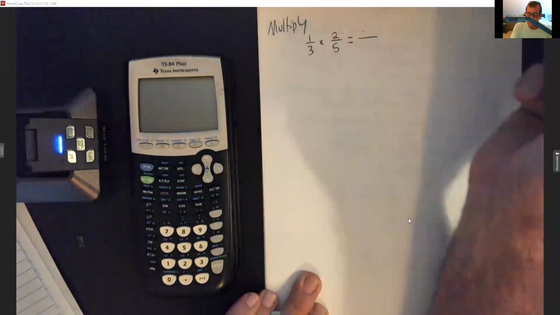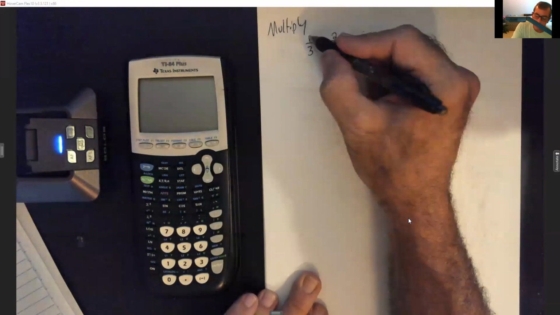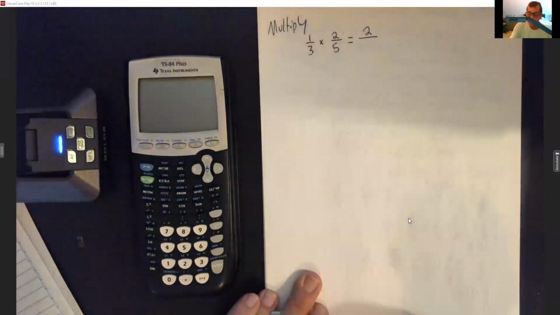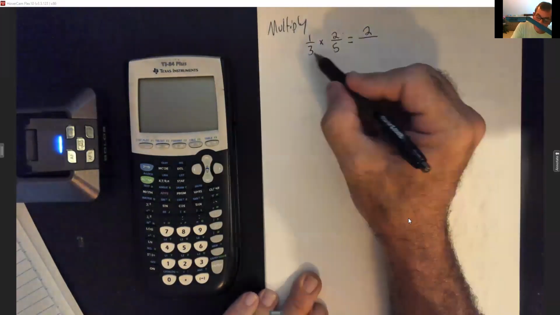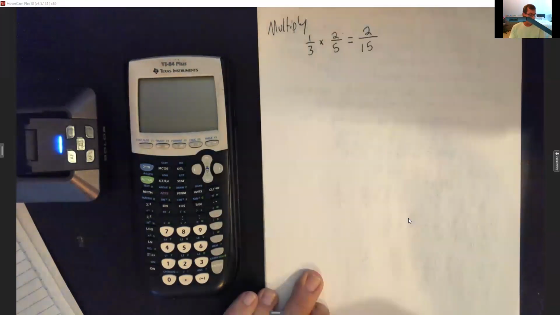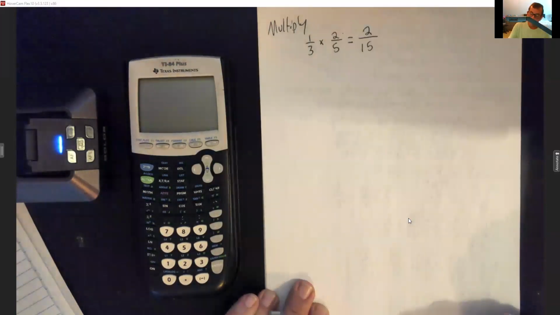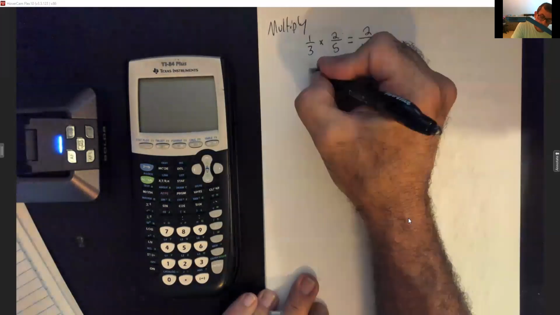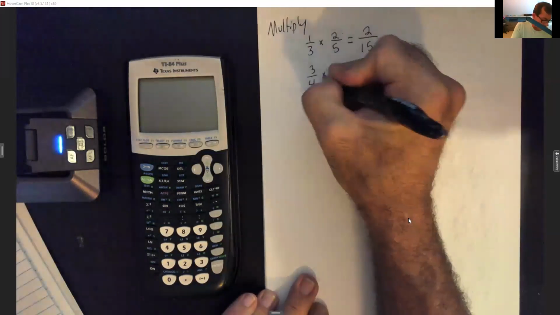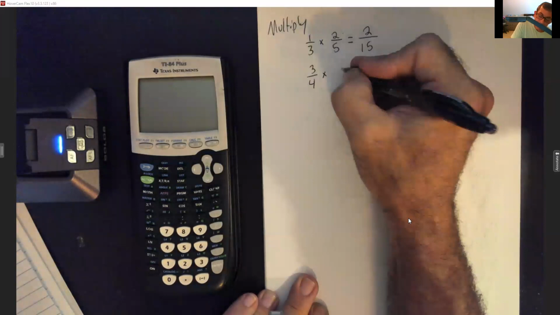So there's my fraction bar. On top, I got 1 times 2, which is 2. On bottom, I got a 3 times 5, which is 15. All right, how about another one? 3/4 times 5/3.